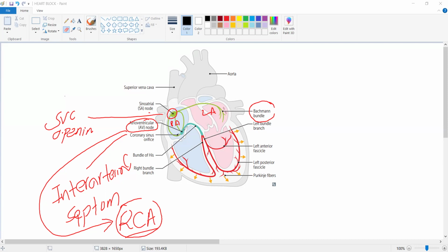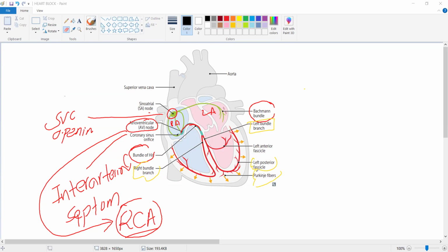Okay. So from the AV node, the impulses travel through the bundle of His. This is the bundle of His, right? From the bundle of His, it divides into the left bundle branch and right bundle branch, right? The right bundle branch supplies the right ventricle and the left bundle branch supplies the left ventricle. These bundle branches further divide into the fascicles and Purkinje fibers. Okay.